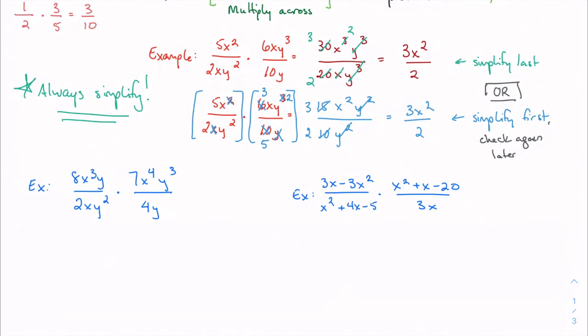So this first problem looks just like the ones that we just covered. I'm going to do it this time the simplify last way, just so we can kind of think about a clear process of one step and then the next. So my first step is just to multiply across. So 8 times 7 is 56. Actually, before even doing it that way, let's actually write it out in full. 8x cubed y times 7x fourth y cubed on the top. And then we have 2xy squared and then 4y on the bottom in the denominator.